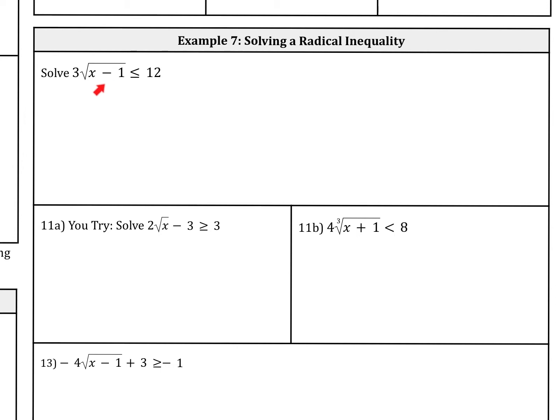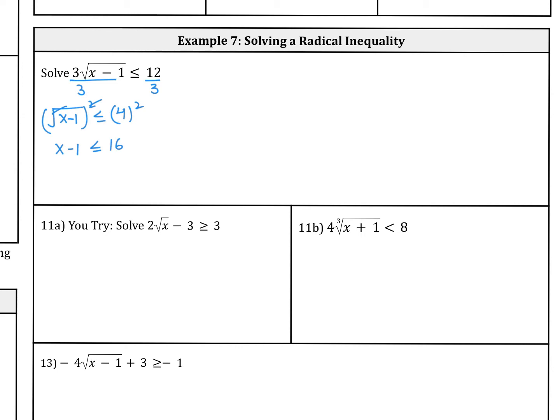Here, this is not isolated. So first we're going to remove the 3. We divide by 3 on both sides, and you get square root of x minus 1 less than or equal to 12 divided by 3, which is 4. And now you're going to solve for x. In order to solve for x, we take the square on both sides, and you get x minus 1 less than or equal to 16.